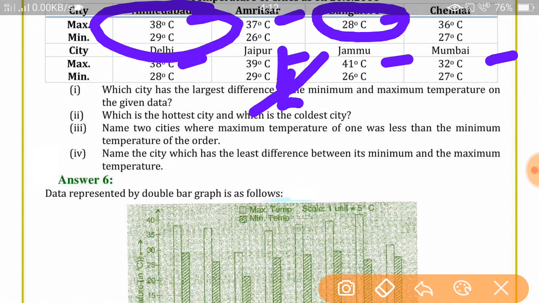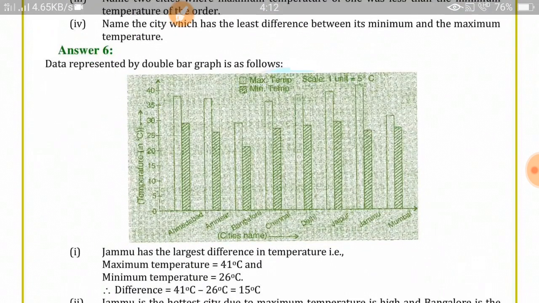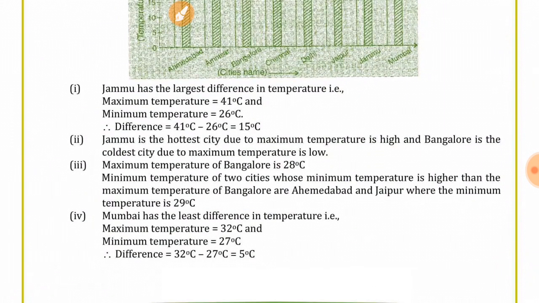So like that the question has been asked. Therefore, the maximum temperature of Bangalore is 28, which is less than the minimum temperature of Ahmedabad and Jaipur, that is 29 degrees there.